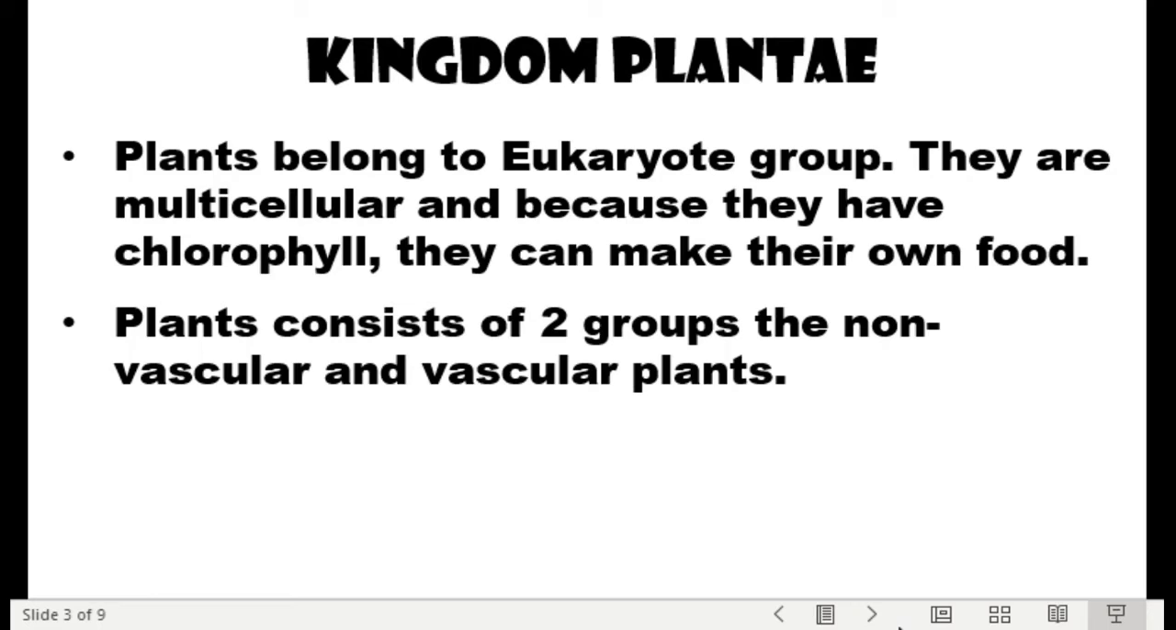The plants consist of two groups, the non-vascular and vascular plants. So pag sabing non-vascular, walang true roots, wala silang transport system na xylem and phloem. Unlike vascular plants, meron silang true root system and meron silang transport system. Yun nga yung tinatawag na xylem and phloem. Nakita din natin yun sa video kanina.